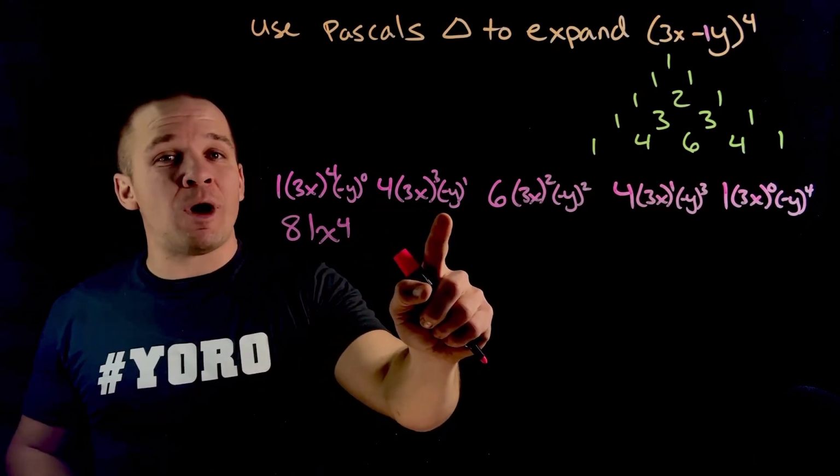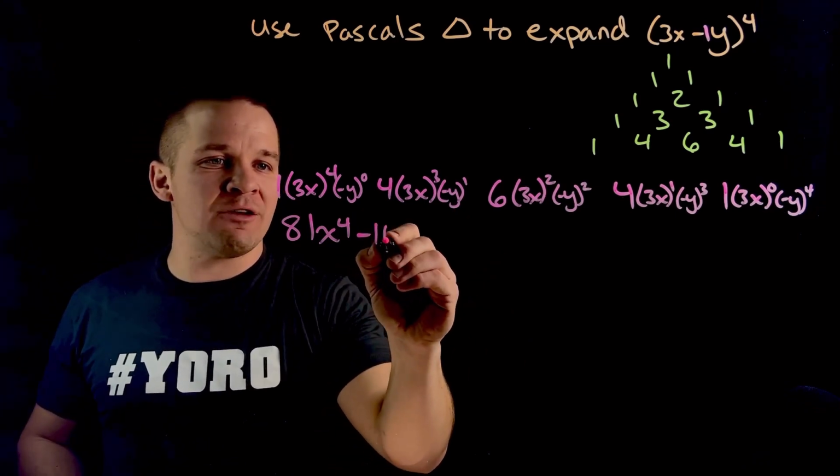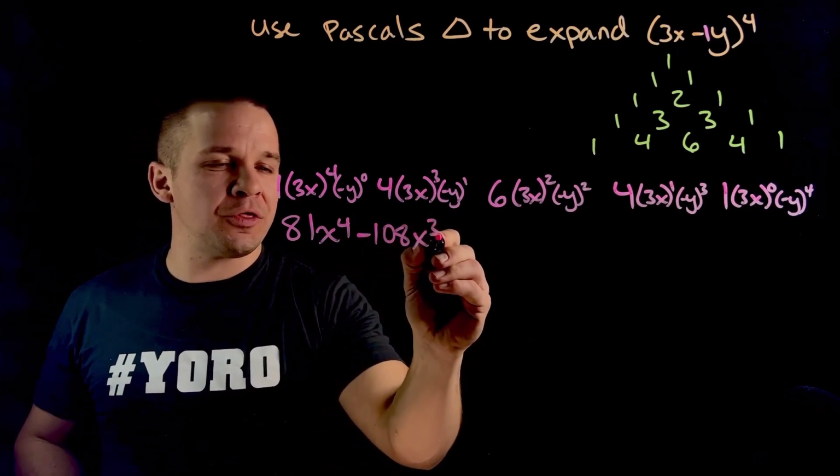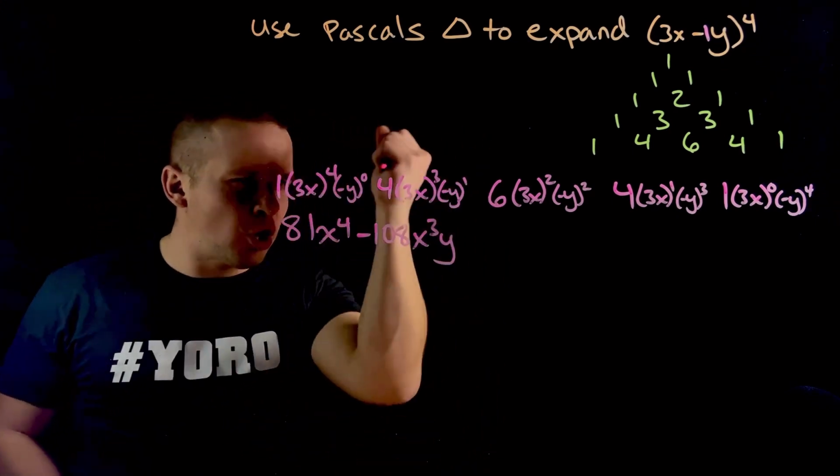And then we have a negative y to the first. It's going to make this negative. This one is subtraction, negative 108. We have x to the third. y to the first is going to be y.